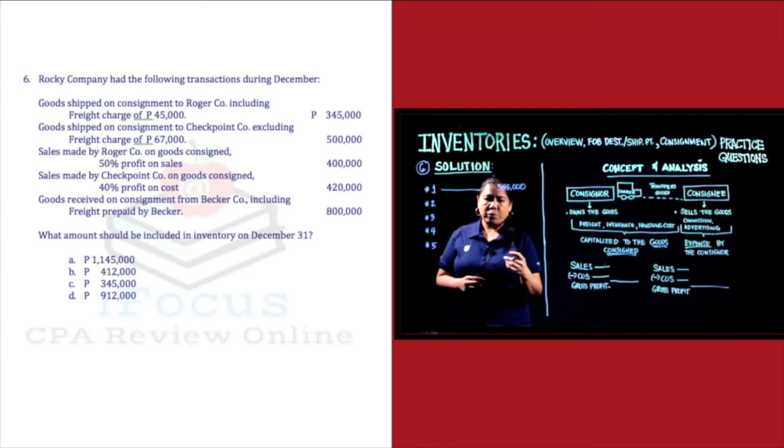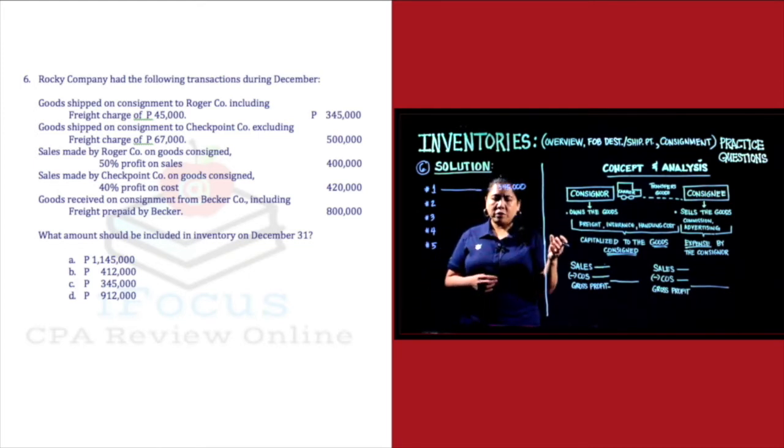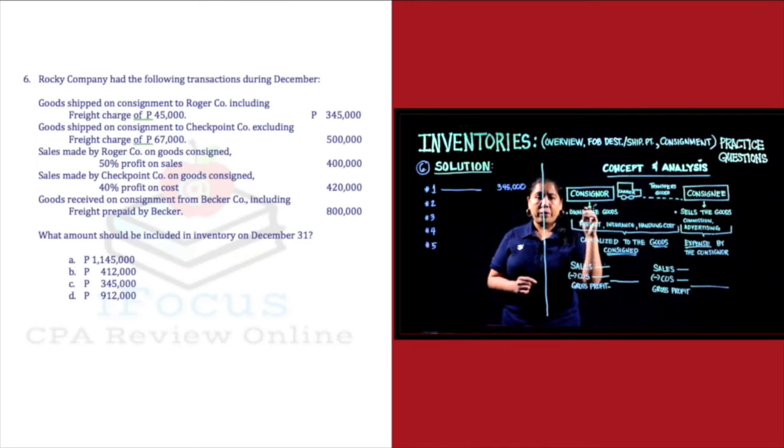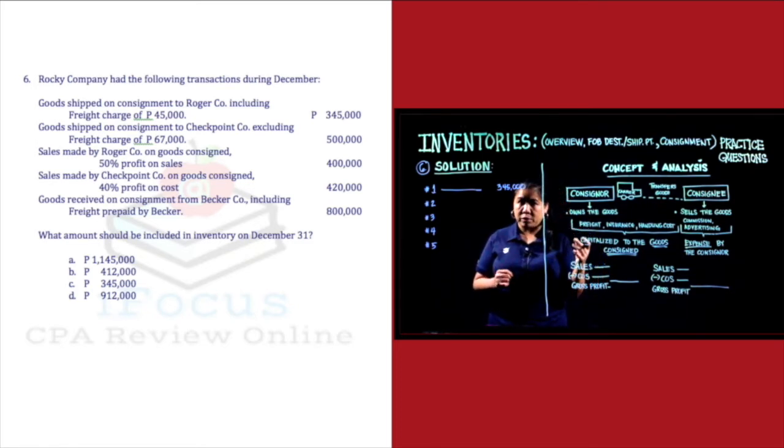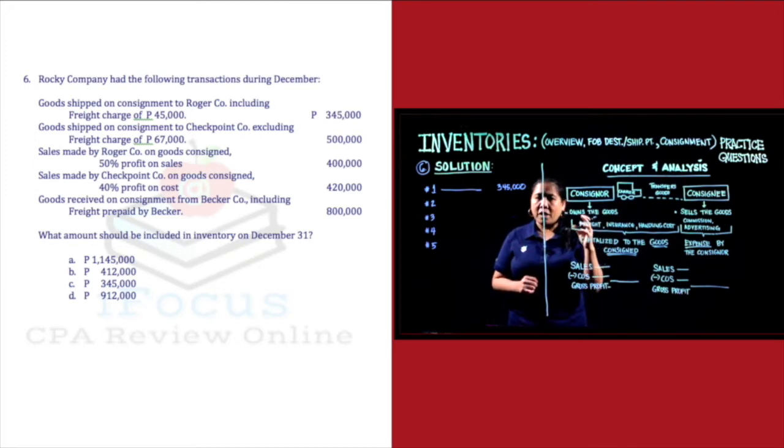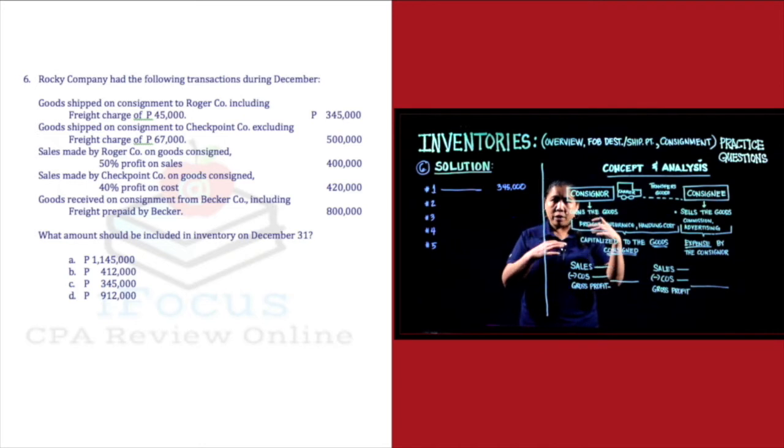Item number 2, goods shipped on consignment to Checkpoint Company. So, consignor ulit tayo dito. Si Rocky Company ay consignor ulit. Ang consignee this time is Checkpoint Company. Excluding, remember, excluding freight charge of 67,000. So, remember, lahat po ng mai-incur ni consignor na cost in bringing these goods to the consignee, kasama yon sa goods na kinonsign niya.